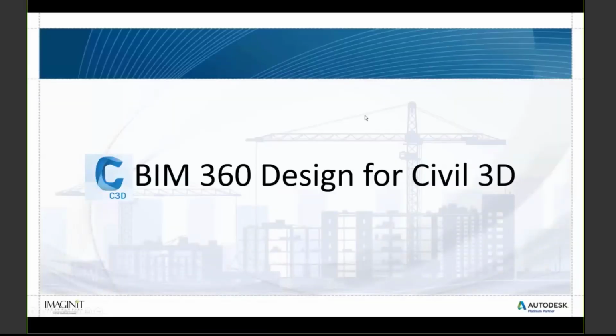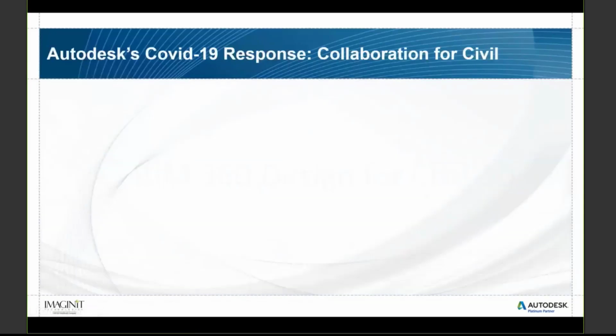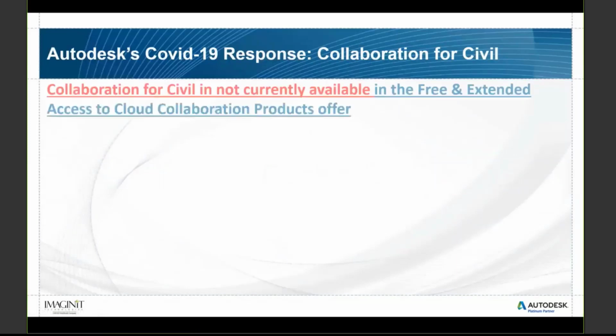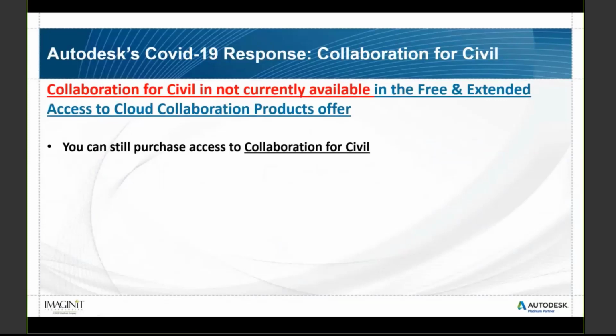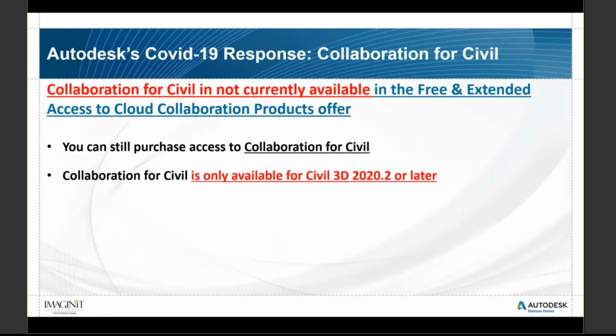From the perspective of BIM 360 Design for Civil 3D, we're now again addressing the Autodesk COVID-19 response offering. And currently, collaboration for Civil 3D is not available in the free and extended access to cloud collaboration products offer. You can still purchase access to collaboration for Civil 3D separately, and collaboration for Civil is only available for the 2020.2 update or later. So if you are using a pre-2020.2 version of Civil 3D, the full enhancements that you can access through BIM 360 Design will not be available to you.